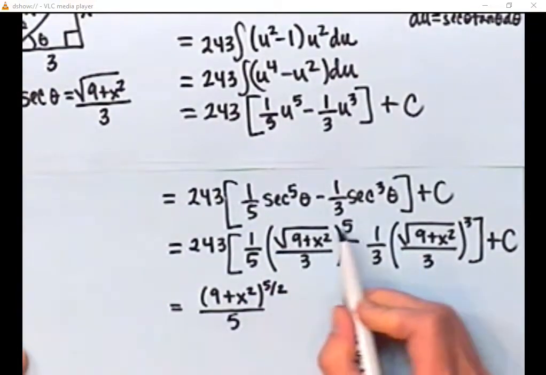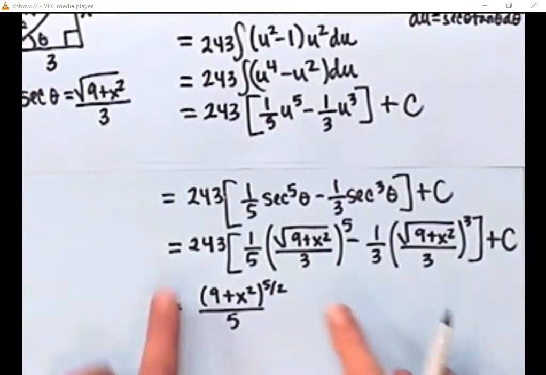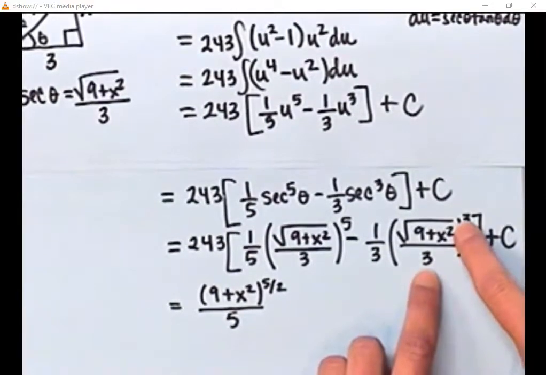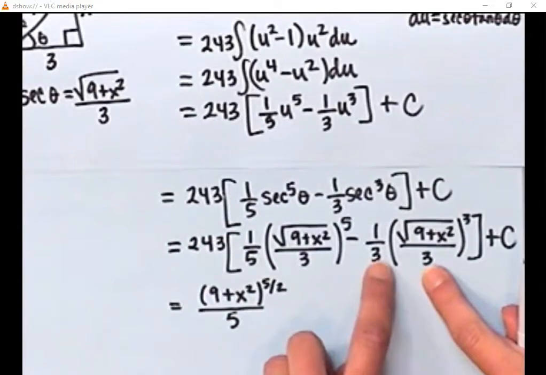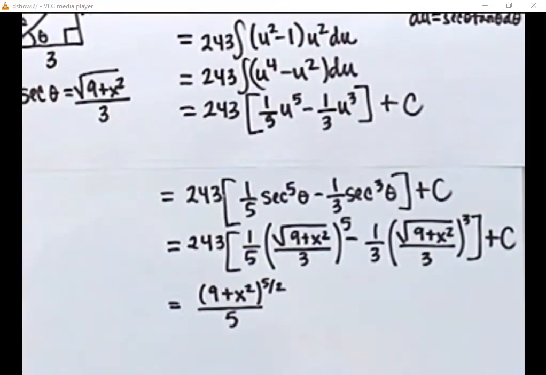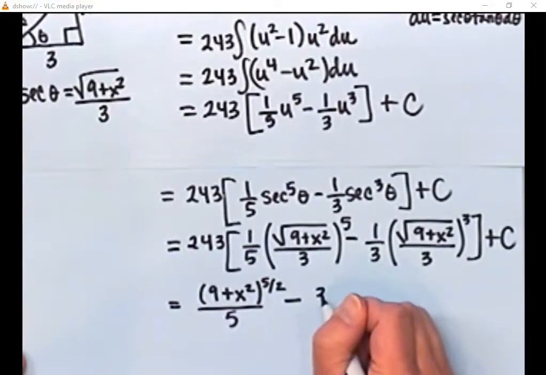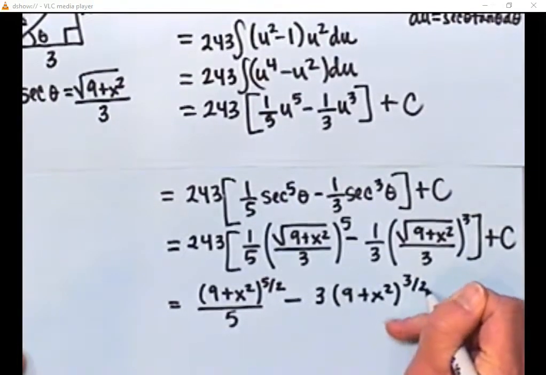So remember, you have the square root to the 5th. You could write that as the 5/2. The 3 to the 5th and the 243 cancel. Same thing over here. 3 cubed is 27 times 3 is 81. I think that reduces out as well. Does that reduce to a 3 or something? 243 over 81? I think so. Yep, that one becomes a 3. So when I distribute that in, that all reduces and I'm just left with a 3 times 9 plus x squared, this time to the 3/2.